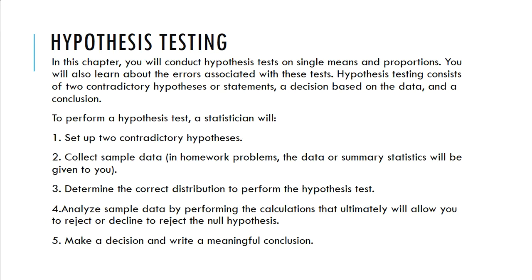Hypothesis testing consists of two contradictory hypotheses or statements, a decision based on the data, and a conclusion. In order to perform a hypothesis test in this class, you're going to set up two hypotheses and collect sample data, but in your case, the data is already going to be given to you. You're going to determine the correct distribution to perform the hypothesis test. There are three, and they're pretty easy to determine. Just know that there are three that we're going to learn about, and once you learn one of them, the other two become easier.